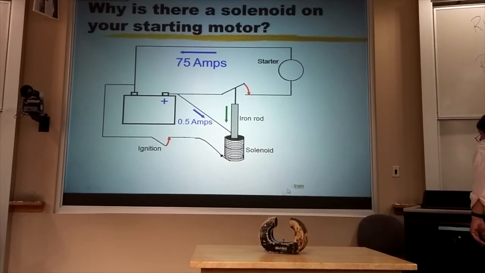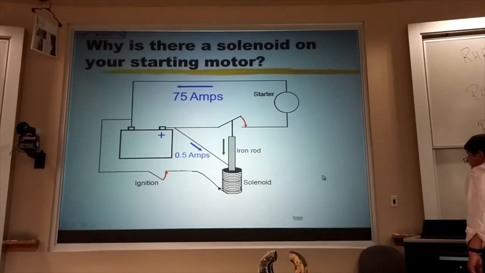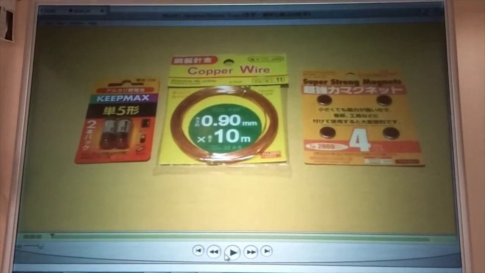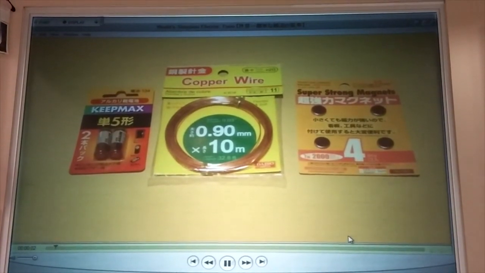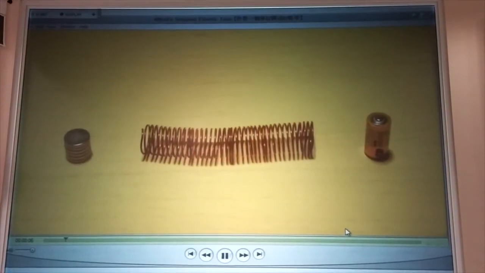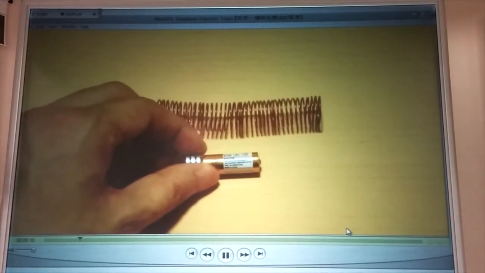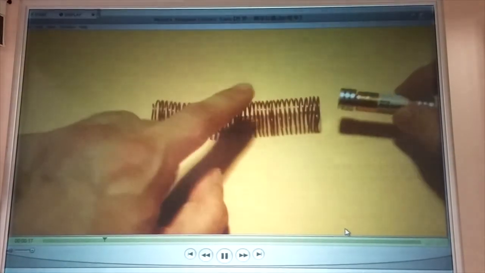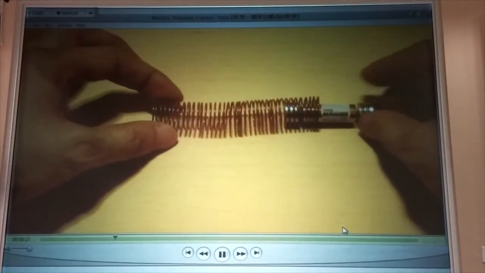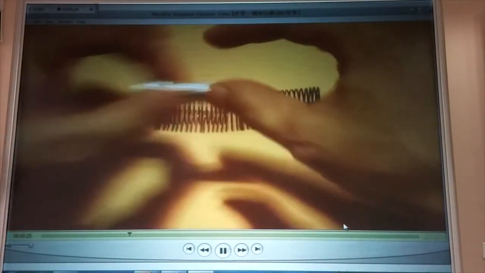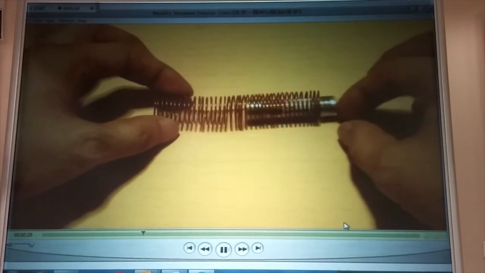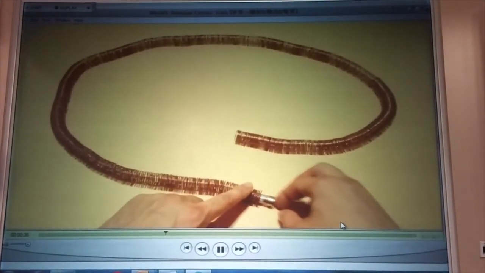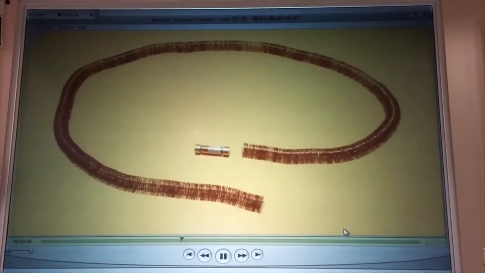Now, a fellow has used that idea to make a very clever device. All he's using is a little copper wire, some magnets, and a battery. He puts magnets on either side. They have to be either north towards north or south towards south. Now, watch what else he can do with this. Okay, it gets better.